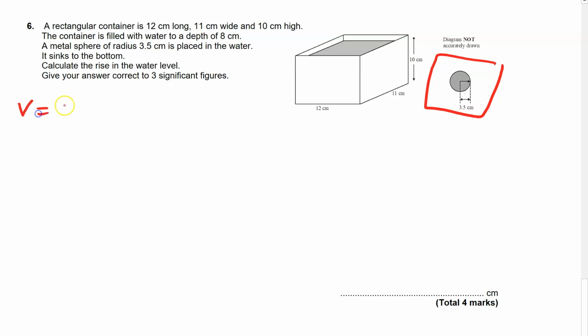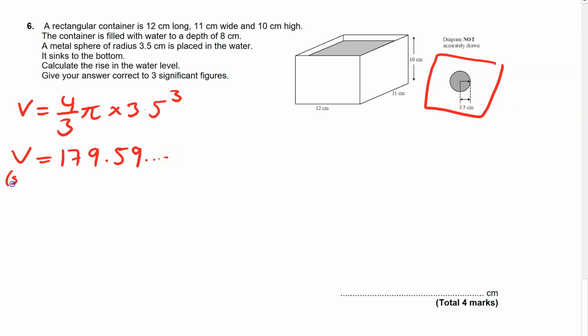So the volume of a sphere is 4/3 pi r cubed, and we have a radius of 3.5 cubed. So that volume is 179.59... So that's for the sphere.